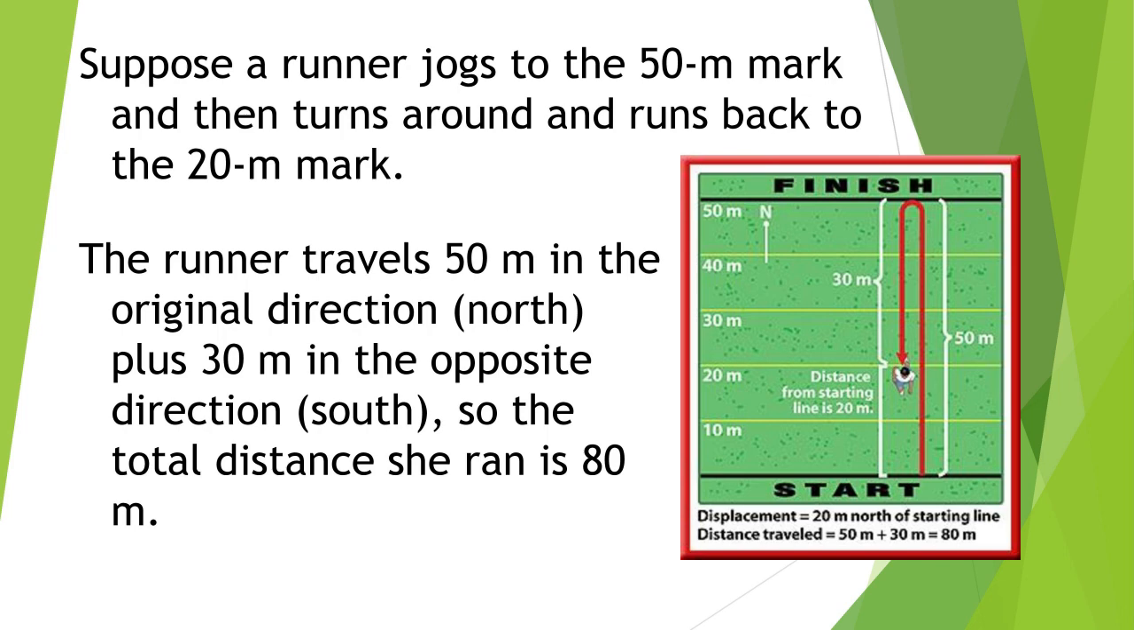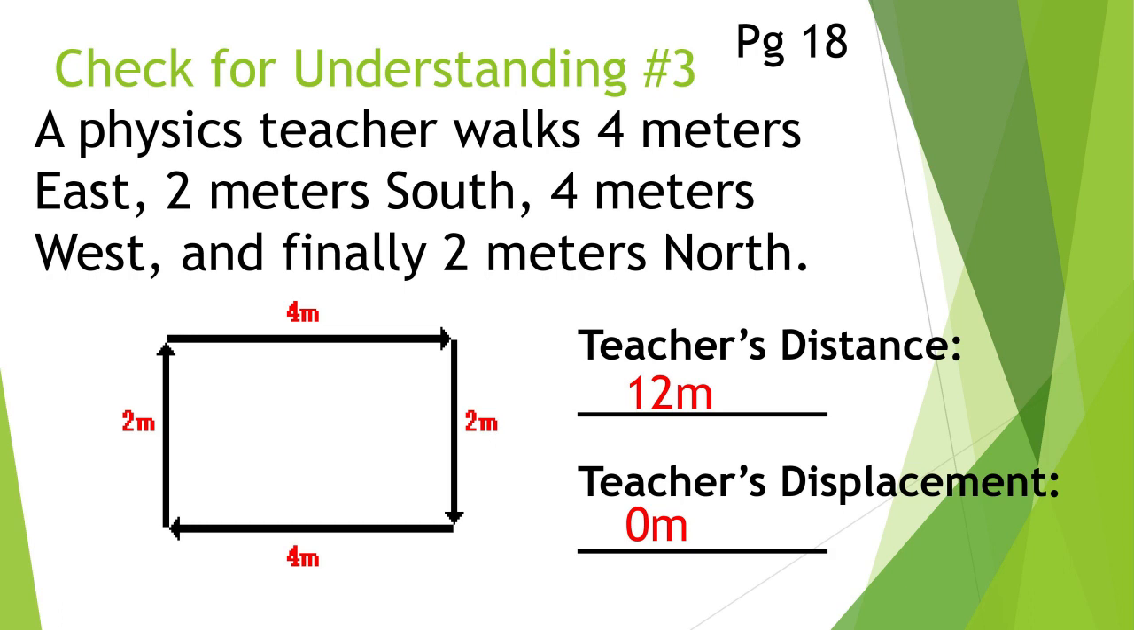But the displacement would be different because it is a vector quantity, as we have already seen in the last video. Now, for your understanding, a physics teacher walks 4 meters east, that is to the right hand side, where you can see the reference point. Then 2 meters south, 4 meters west, and finally 2 meters north. If you calculate the distance the teacher has traveled, it will be 12 meters, because 4 plus 2 plus 4 plus 2 is 12 meters. We are not taking any negative signs.